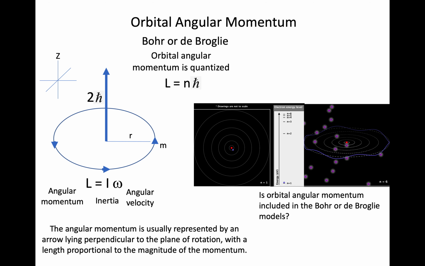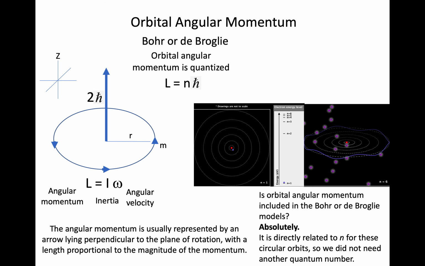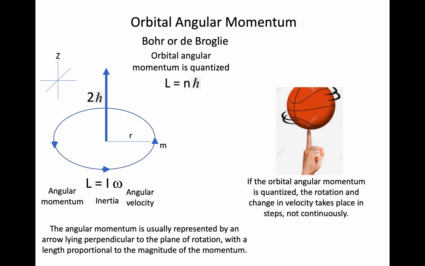So is orbital angular momentum included in the Bohr or the de Broglie models? Absolutely. It's directly related to n for the circular orbit, so we didn't need another quantum number, but it's absolutely an important quantized feature. This is something that we don't usually mention when we're bringing up the Bohr model, but it was absolutely a feature within that description. And it's definitely pointing again to the strangeness of what happens when things are quantized.